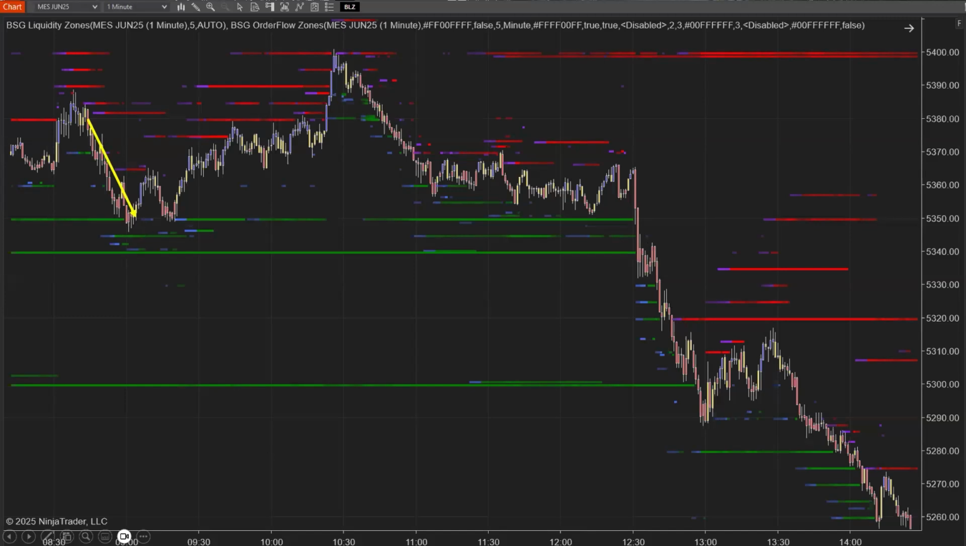Why did we exit here? There's a new order block right here. New order block for the buy. Why did we exit here? There's a sell order block right there. So again, sell order block.